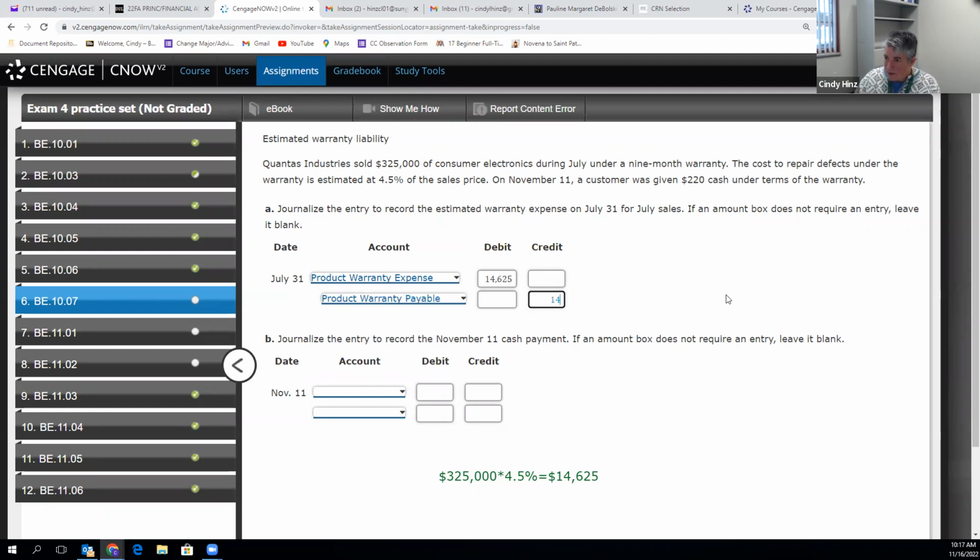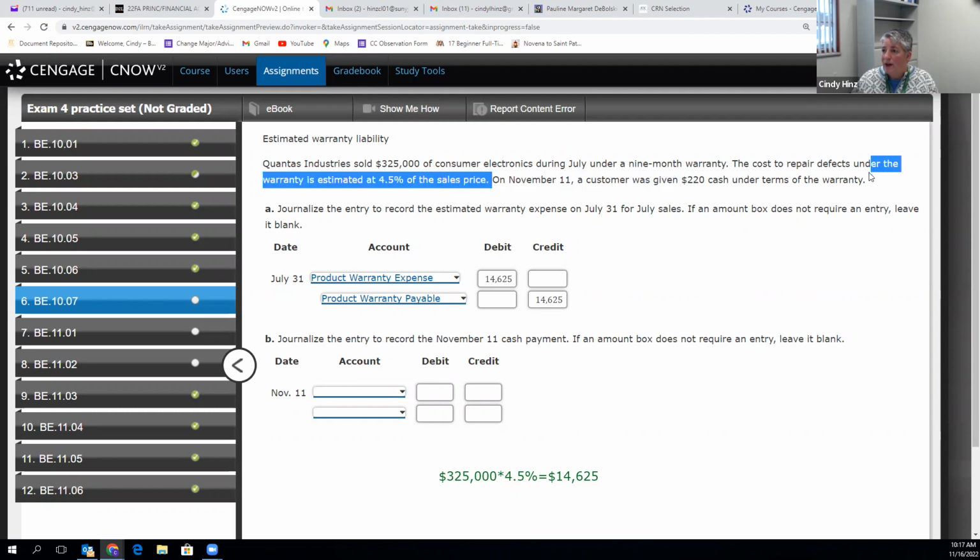And so we report the expense in the same period as the sales, and we set aside this. It's not separate money. It's not in a separate bank account or anything like that. It's just recognizing the future cost that we expect to incur. So we're setting aside that value on the balance sheet as a liability, but it does not mean that we took $14,625 and moved that actual cash into a separate bank account. That's not how this works.